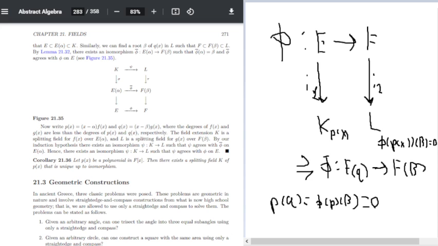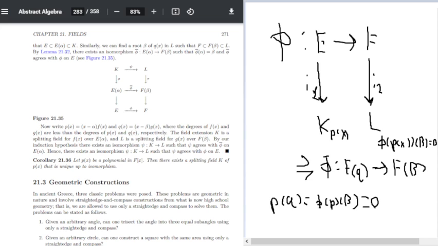By our inductive hypothesis, there exists an isomorphism psi from K to L such that psi agrees with phi bar on E(alpha). Hence, there exists an isomorphism psi of K to L, such that psi agrees with phi on E.